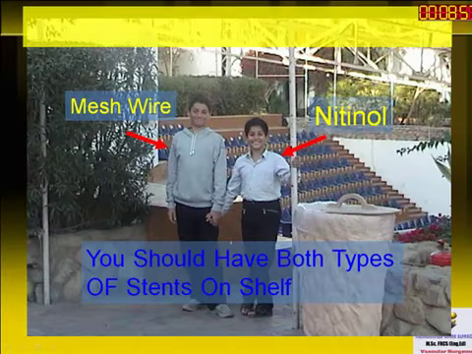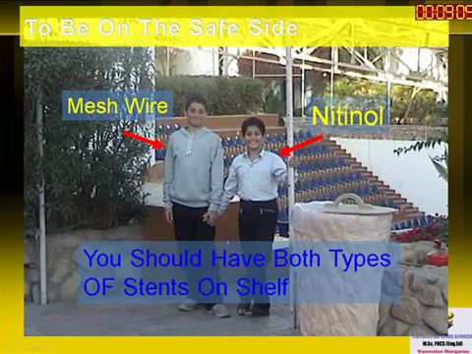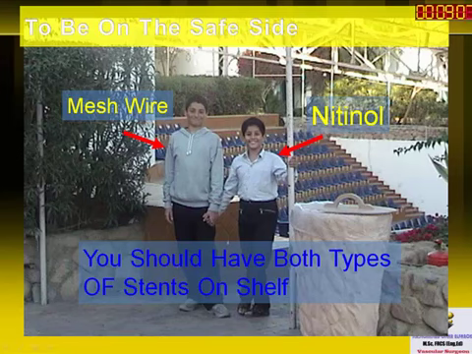So my conclusion is, when you book a patient for carotid stenting, it is better to have both systems available, mesh wire and Nitinol, and this is safer for the patient.